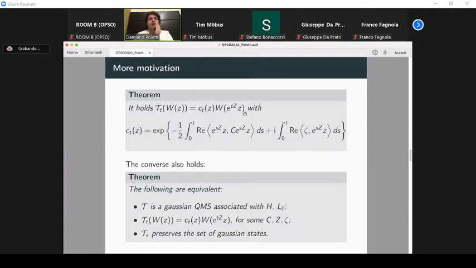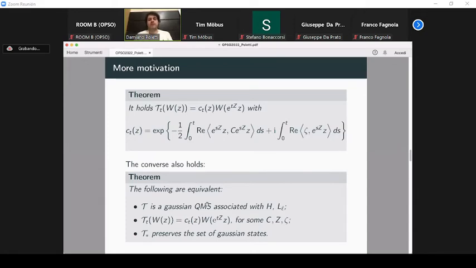Another important property is that they satisfy this evolution rule, meaning we can find an explicit expression for how they evolve Weyl operators, meaning they give another Weyl operator multiplied by a constant. And our result, which we managed to prove, was that all these facts are actually equivalent and can be used independently to define a Gaussian quantum Markov semigroup.